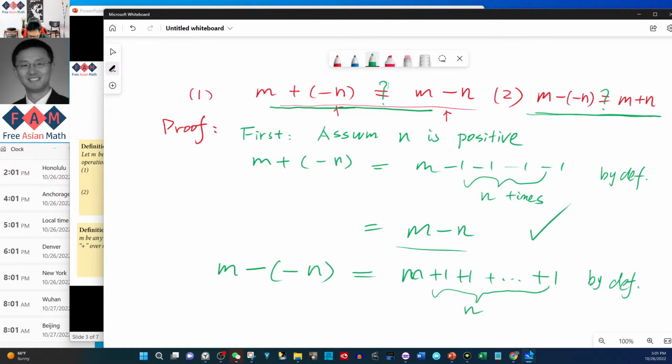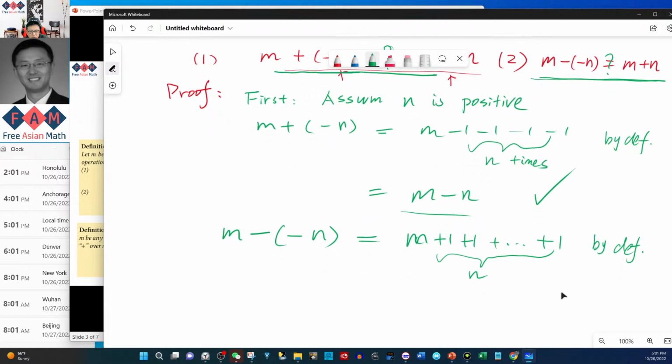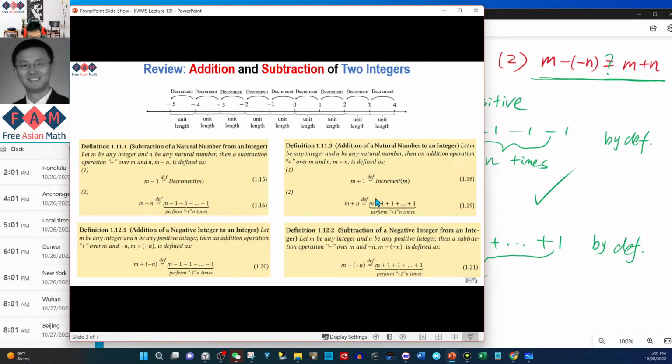But now you recall, what is this? This looks so familiar. This is even just like the natural numbers, right? M plus 1 plus 1. This is once again, by another definition, exactly the same as m plus n, where right here, 1.11.3, oh, this is the definition when we add a natural number to an integer.